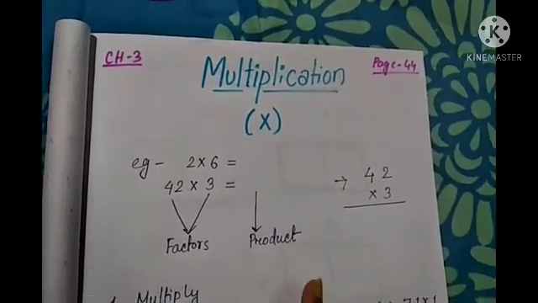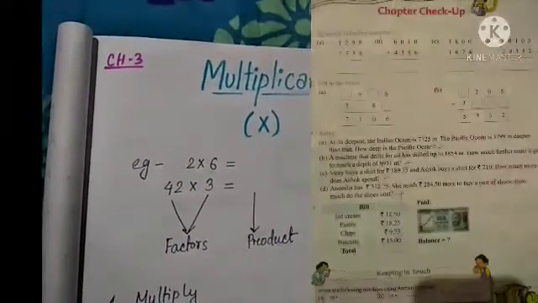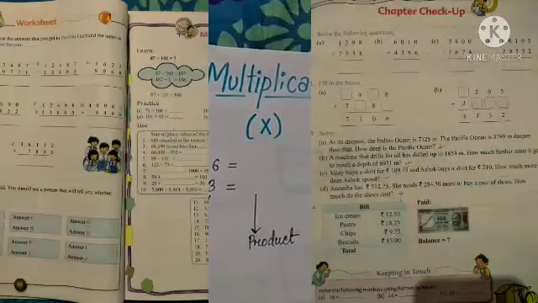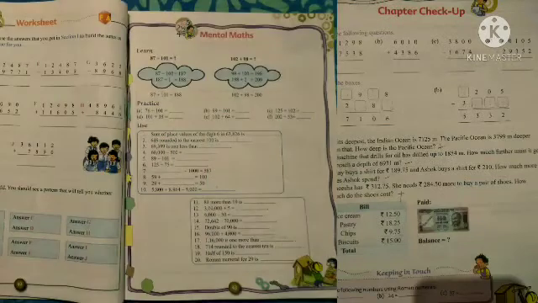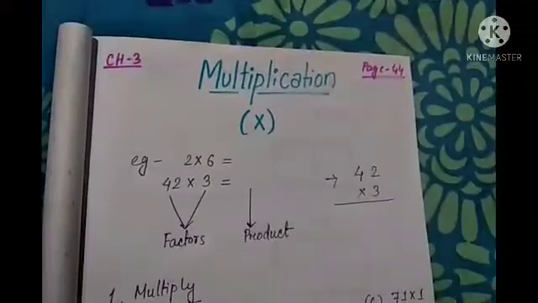Okay, so I'm talking about these pages. Okay, so 41, 42 and 43 page. So mental maths, as I told you, is very important. Chapter checkup is also very important. So you just go through, okay, and those who have completed, you can show me.